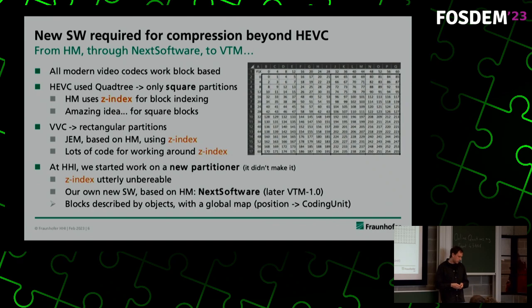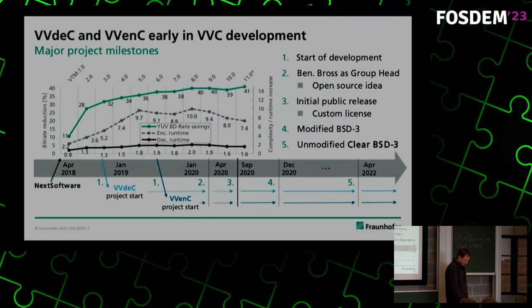So we started work on our own partitioner, and we just decided that this is not going to work. What we had to do was basically write our own software to deal with it, which we very creatively named the Next software, which later became the VTM 1.0. Basically, the biggest difference is we had one big map that was mapping the position within a frame to an object that was describing the current coding block. So the Next software became the VTM, which is the reference software for the VVC standard.